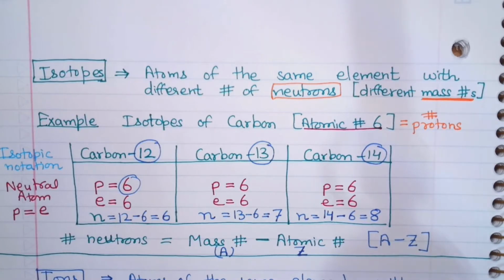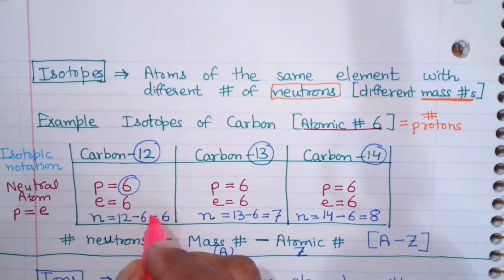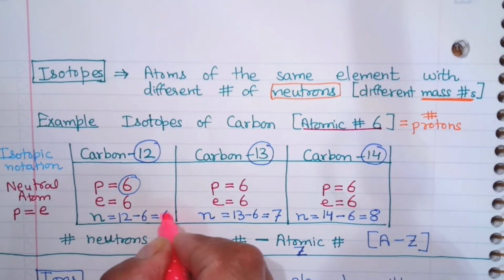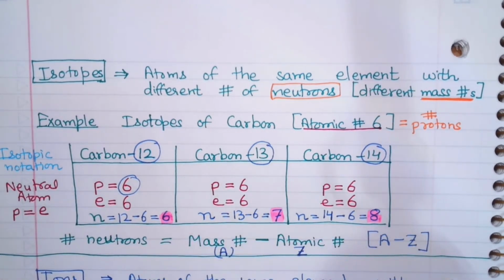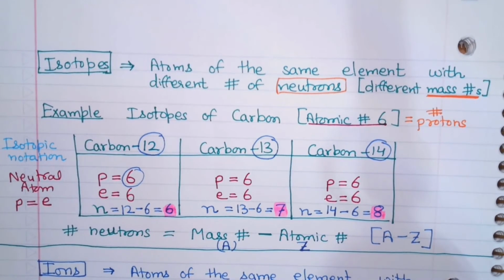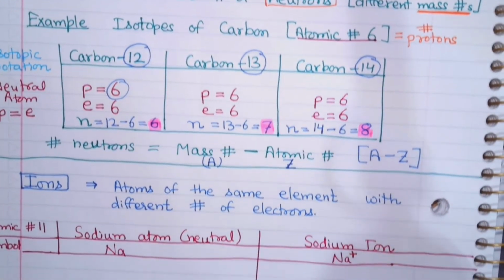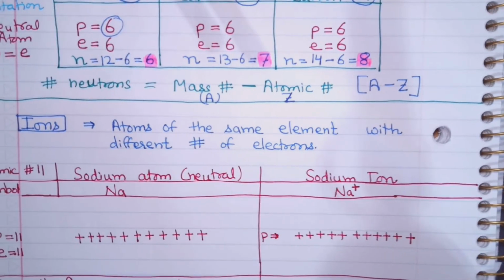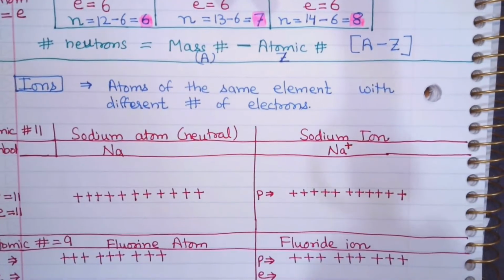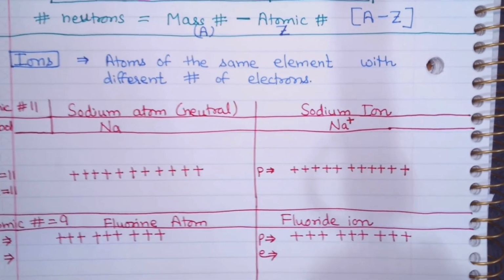Now you can see all of these isotopes have a varying number of neutrons. So it's the number of neutrons that makes an isotope of an element. Next, we are going to start with ions. So let's talk about ions now.